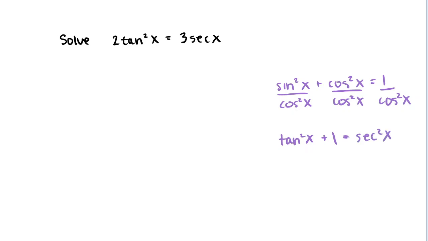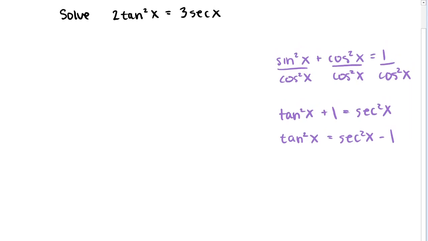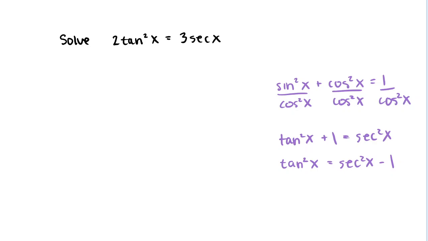So here we've got a new Pythagorean identity relating tangent and secant. And this is a way we can convert powers of tangent into powers of secant. Namely, if I subtract 1 away from both sides on this equation here, I've got tangent squared of x is equal to secant squared of x minus 1. And so if we look back to our original equation, we can replace that tangent squared of x using our identity, right? 2 times tangent squared of x. Well, tangent squared of x is equivalent to secant squared of x minus 1. And this is equal to 3 times secant of x.